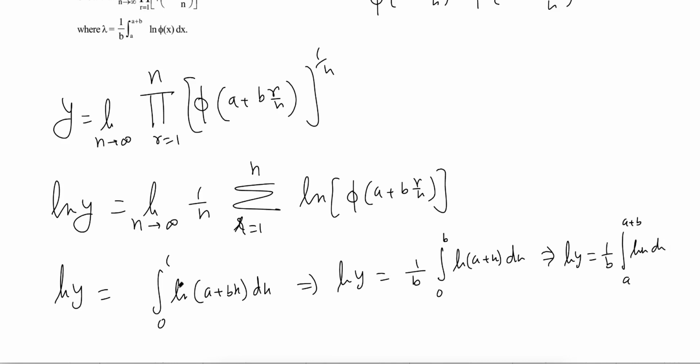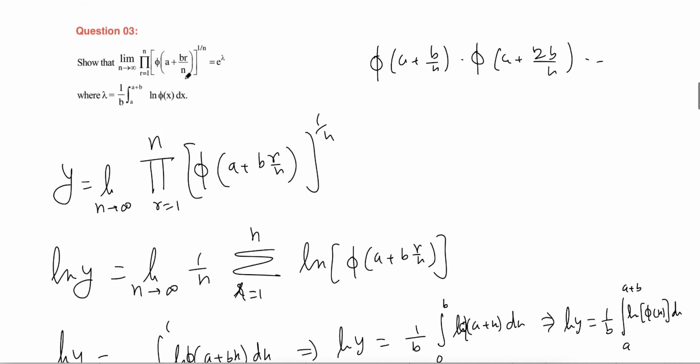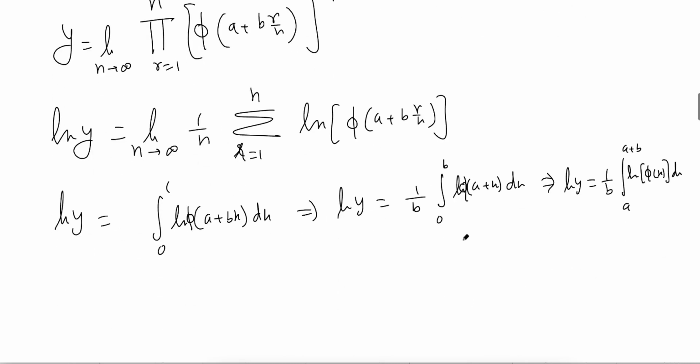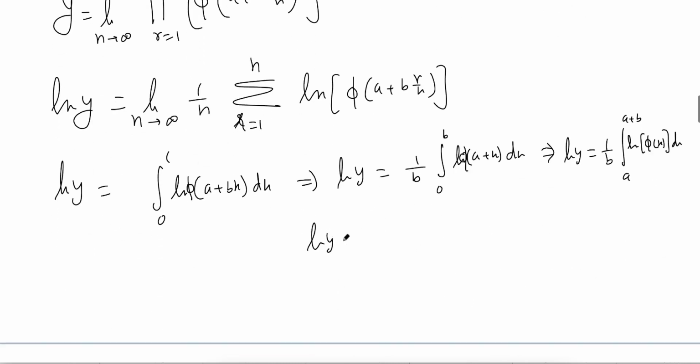I am sorry, so many mistakes I did. Here phi is there, please concentrate. This is the phi, not ln. This is the phi, ln of phi x dx. And this value, I think it's given as lambda. So ln y equal to what? Lambda. So y equal to e power lambda. That's all. A simple calculation, nothing great about this question.